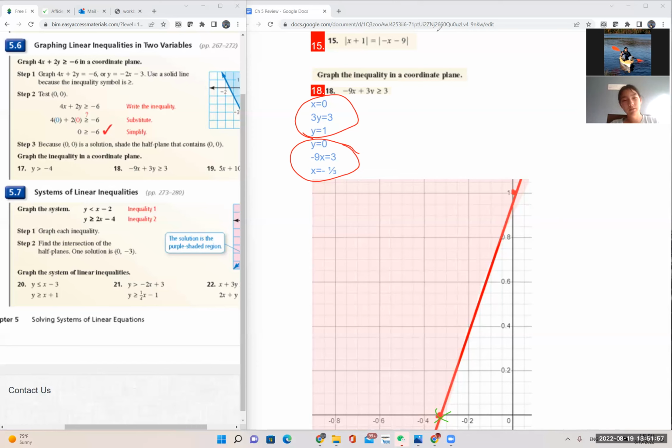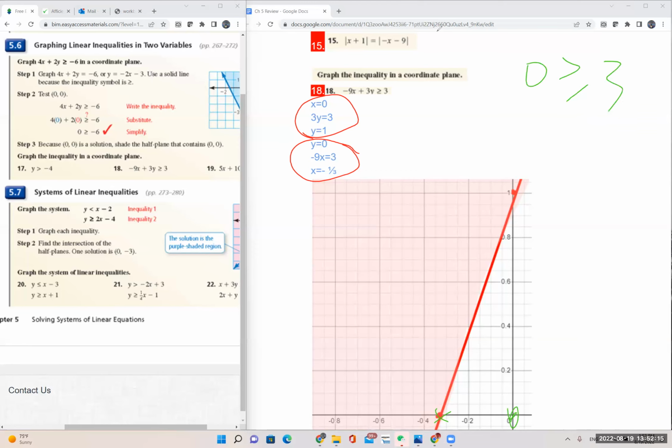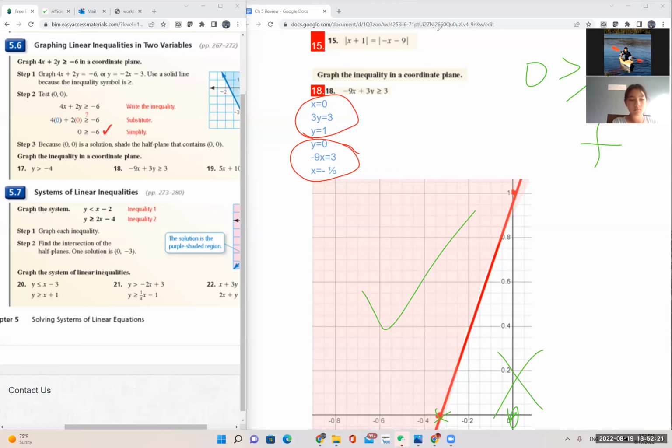Because 0 is not greater than 3 or equal to 3. Anyway, we have two ways. One is test point. Use this as test point. Then we get 0 greater than 3. It's false, right? Then we know this side is not the solution. Then of course this side.